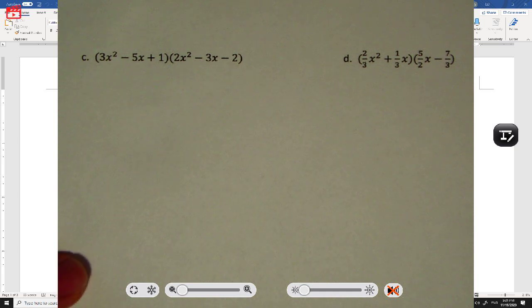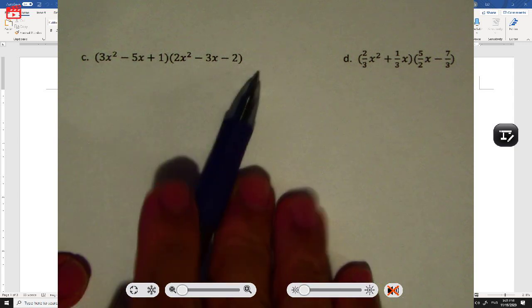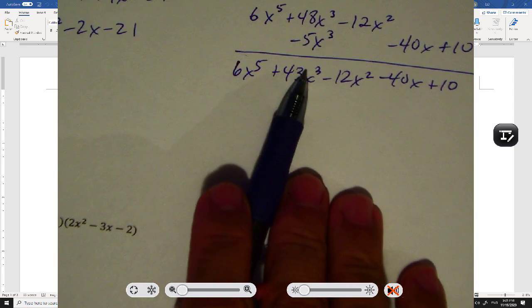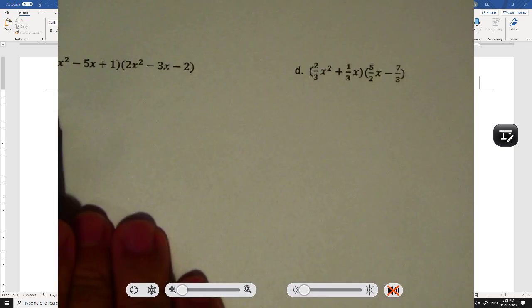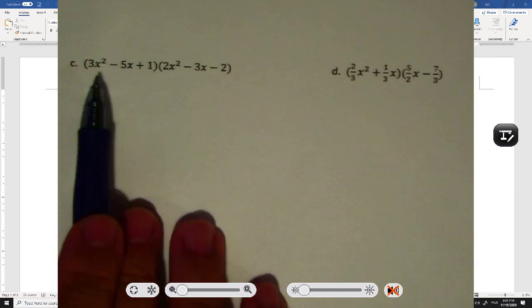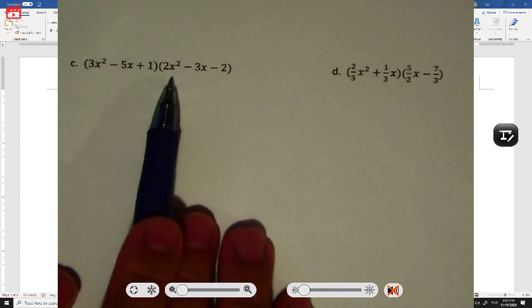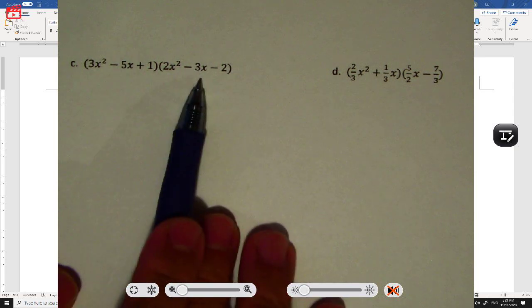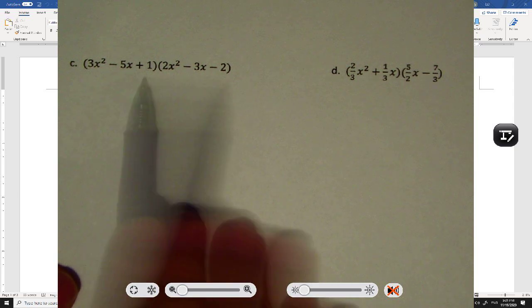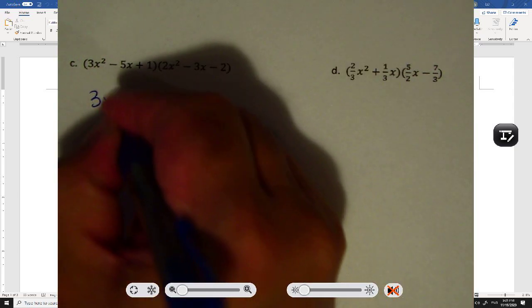Alright, now I'm going to do it a little differently. This is a trinomial times trinomial, and you could do it the way you did. If you like doing it this way, just do the same thing. You would just do 3x squared times 2x squared, 3x squared times negative 3x, 3x squared times negative 2. Write it all out. And then do negative 5x times 2x squared, negative 5x times minus 3x, negative 5x times minus 2. Write it all out. And then, you know, just do that. What I'm going to do is long multiplication.